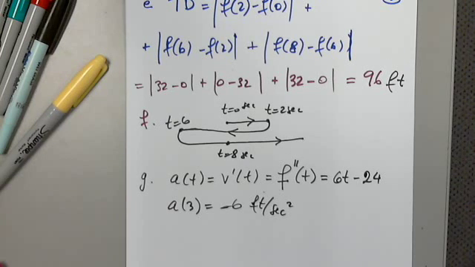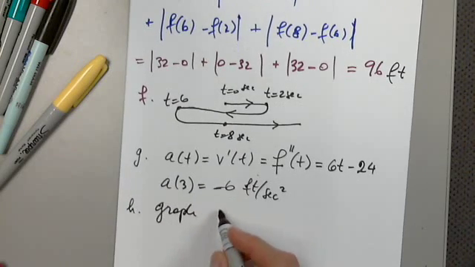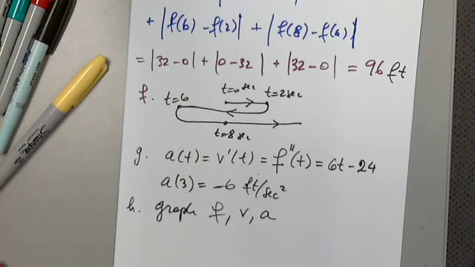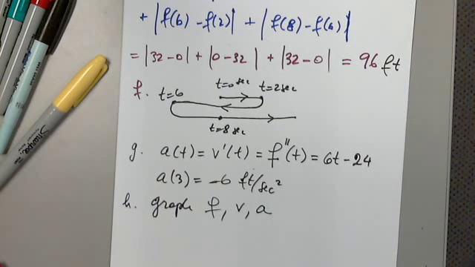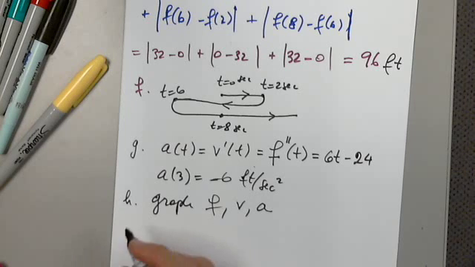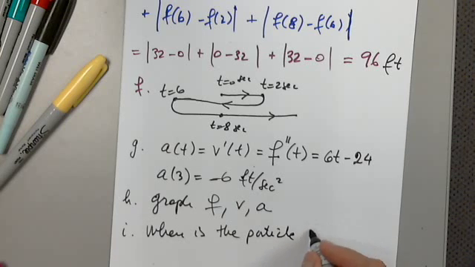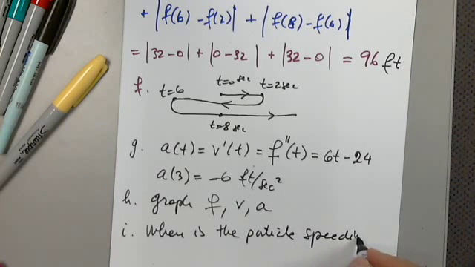Next item, which is h, is asking us to graph f, velocity, and acceleration on the same coordinate system with the graphing calculator. We will do that in a minute. But I would like to analyze the last part first. When is the particle speeding up or slowing down?